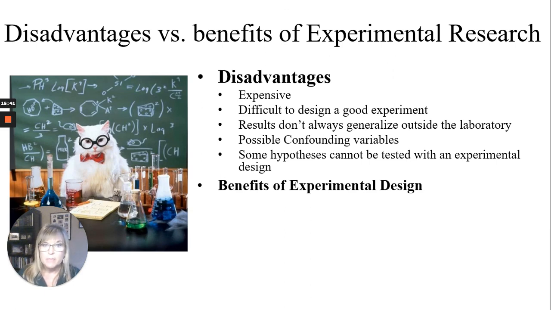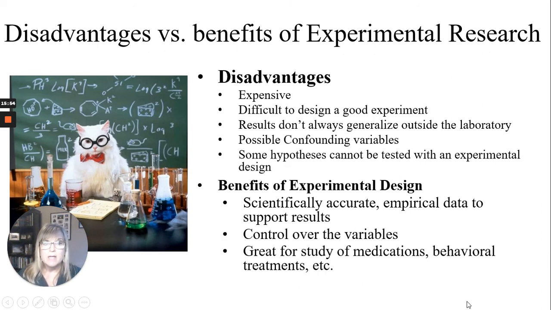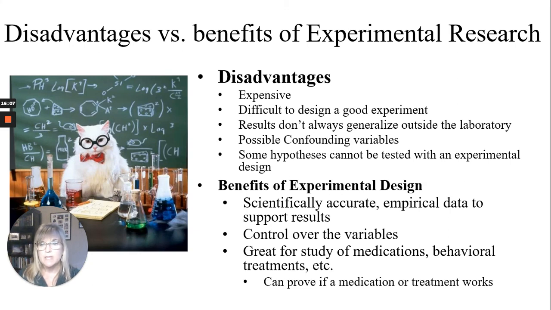But the benefits of experimental design is that it's scientifically accurate. It gives us data to support our results and prove our results, so we can be much more sure of our results. We have much more control over the variables, and it's great for the study of medication, new treatments, and really proving that particular treatments or medications are effective. So experiments are really a useful tool in psychology, but they're not always possible. It's not always possible to do an experiment. Like I said in the beginning, it's kind of the gold standard for research in psychology.